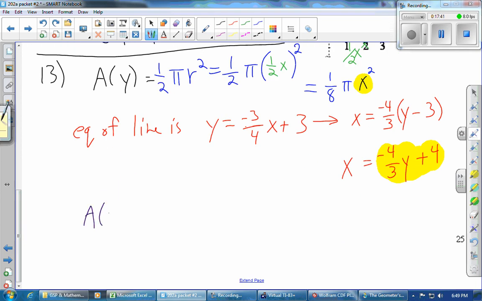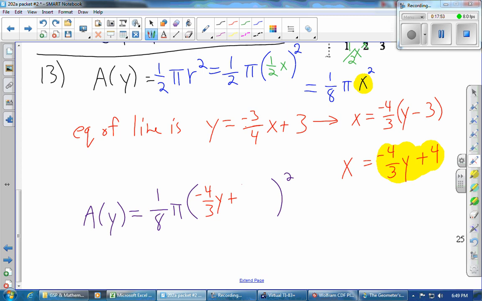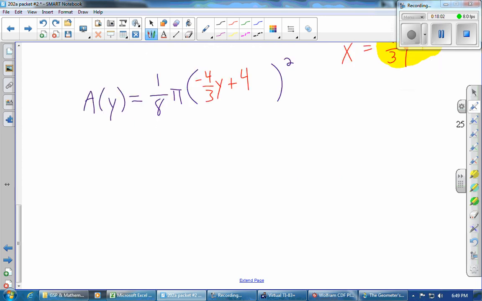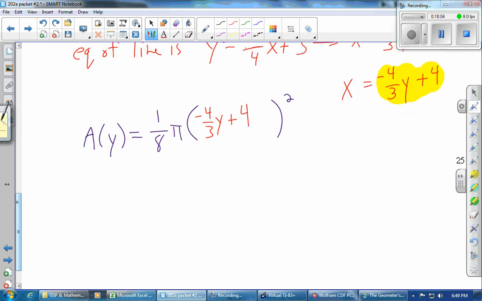So area of y is now equal to, it was 1/8 pi x squared. It is now 1/8 pi times all of that red stuff squared. -4/3 y plus 4. And it's getting squared. So then, I mean, that's the hard part. That really is the hard part. The rest of this is mechanical.